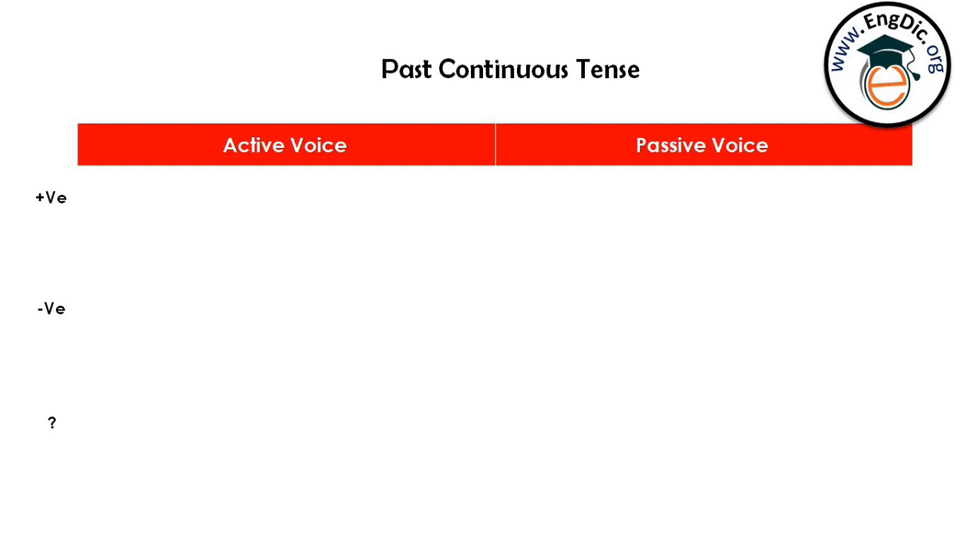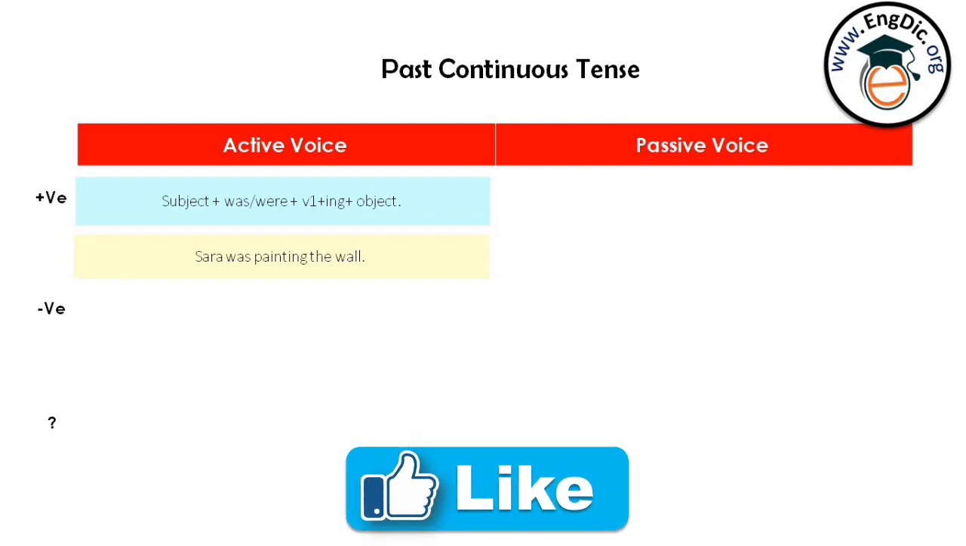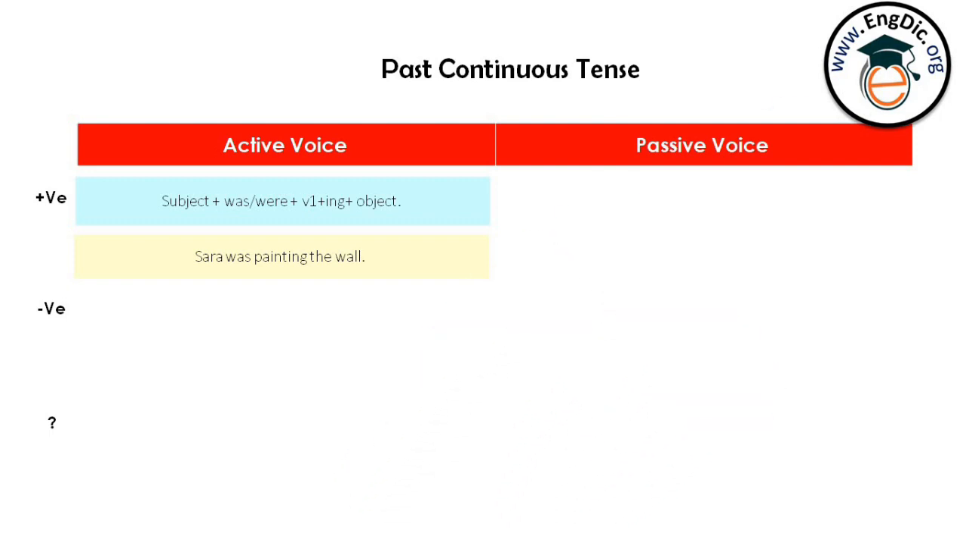Now moving towards past continuous tense. The active voice of positive sentence is subject, was or were, first form of verb plus ing, and then the object. For example, Sarah was painting the wall. We have put the subject Sarah, and then the helping verb was, the first form of verb paint, and then ing, and then the object, the wall, full stop.